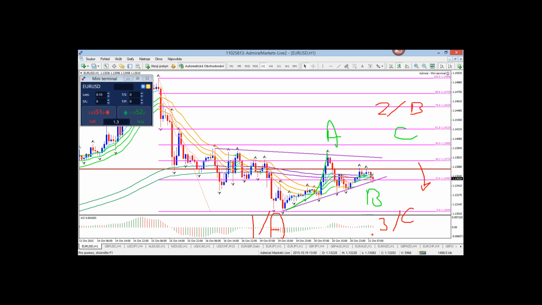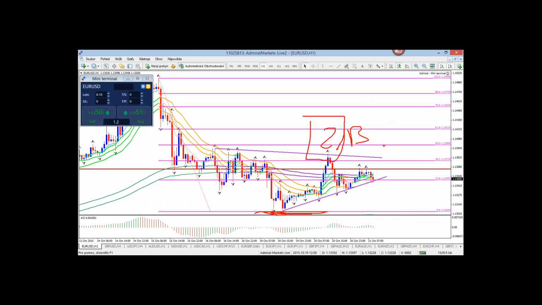Now, if that does not happen, what will be the alternative? Well, obviously, if this top breaks, this is not a 2 or B anymore. So that's an important level. If this bottom breaks, then probably 2 or B has already been finished.